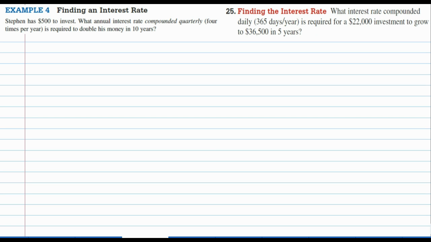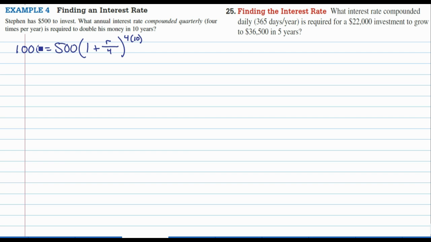Well, I have a lot of stuff that I can fill in. A equals his initial investment, which was $500, times 1 plus, now his interest rate we don't know, so that's going to be R over 4, since it's compounded quarterly, 4 times per year, to the 4 times 10 years. We also know that he wants to double his money, so he wants to earn $1,000.